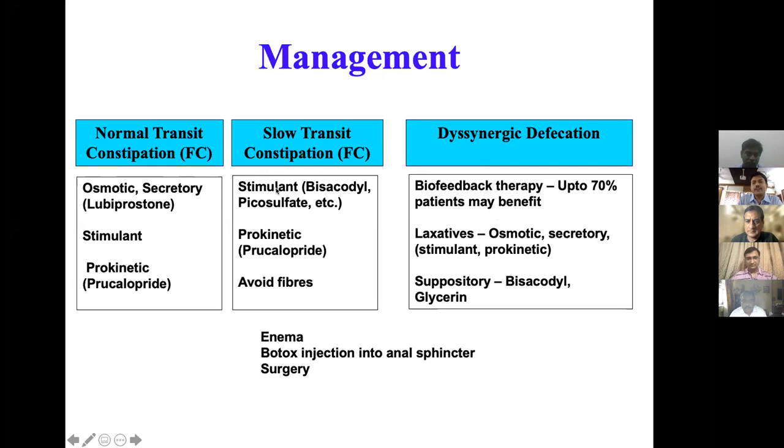Surgery, as Dr. Govind was saying rightly, is one of the last options and seldom done. In fact, I was looking at a series. Among the patients referred for surgery, less than 10% finally undergo surgery, because surgery has its own issues. So really, you try your medical management as much as possible before you think of those drastic measures. And we now have agents available like prucalopride, which can help us in slow transit constipation. For normal transit, the options are a bit more, and we can use any of them.